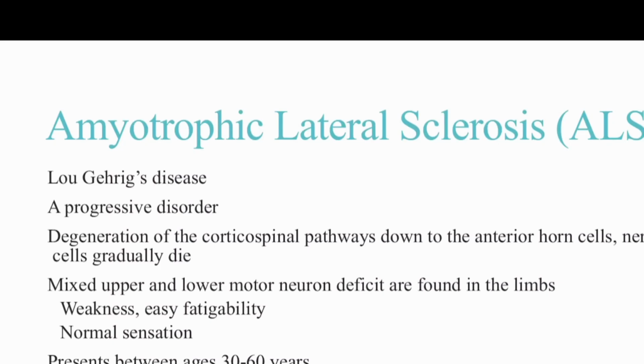Here is amyotrophic lateral sclerosis, also known as Lou Gehrig's disease. It's a progressive disorder, so once it starts, it doesn't stop. It gets progressively worse and worse and worse. We get degeneration of the corticospinal pathways down to the anterior horn cells. So is this an upper motor neuron problem or a lower motor neuron? The motor nerve is degenerating from the muscle. Lower, because it's going from the muscle itself.